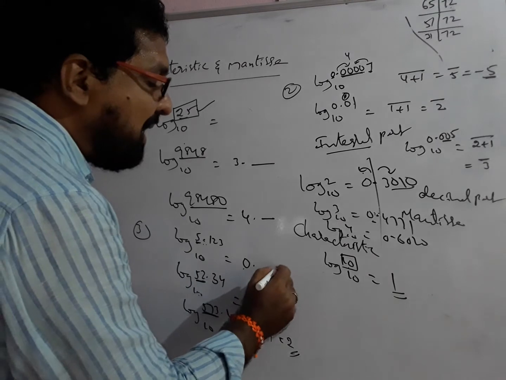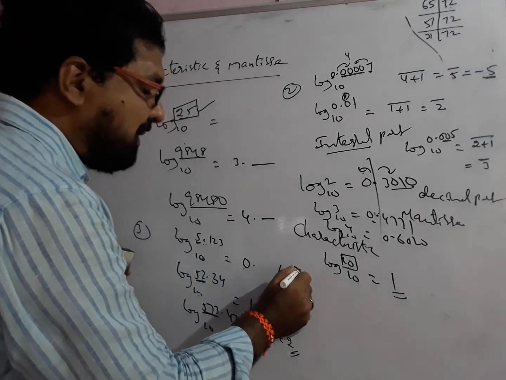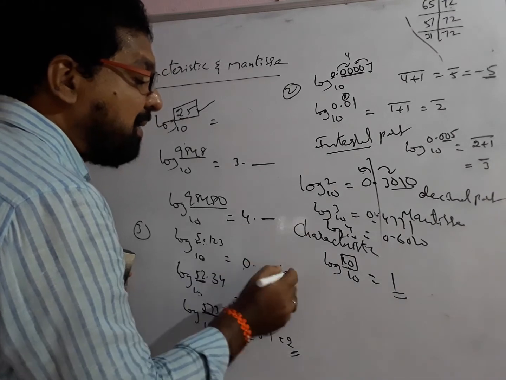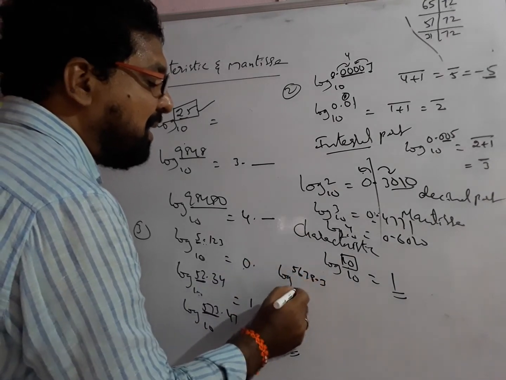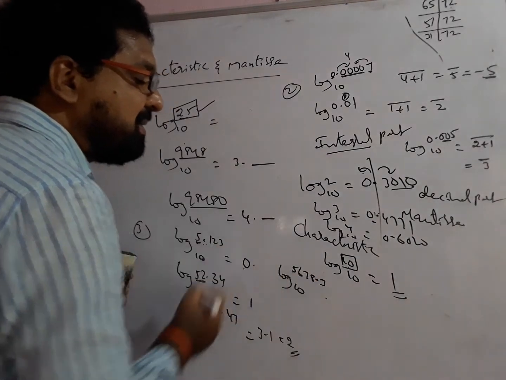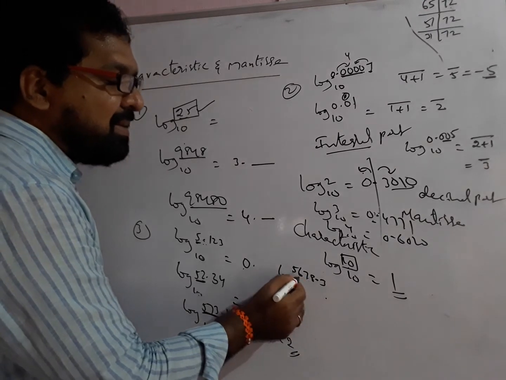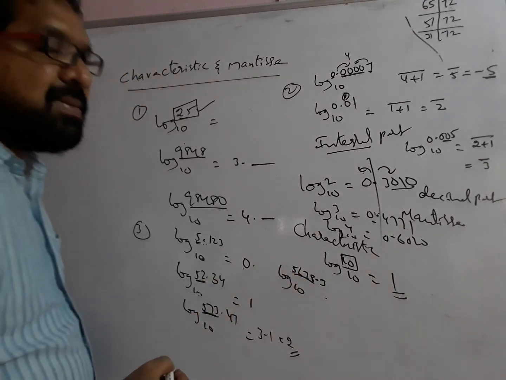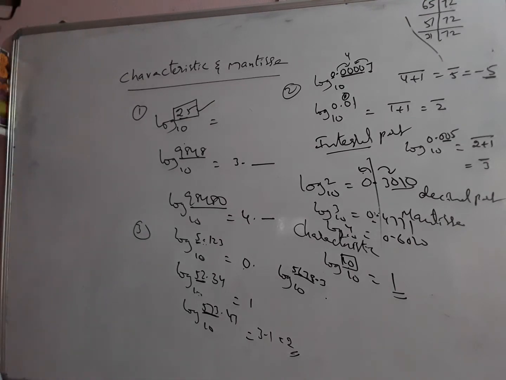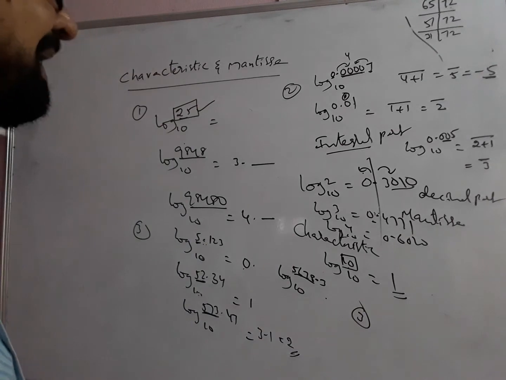So once again, last and final example, logarithm of 5678.3 to the base 10. So we are going to apply the direct method, meaning here there will be 4 digits. 4 digits means its characteristic is equal to 4 minus 1, nothing but 3. Characteristic is equal to 3. How are we getting the 3?